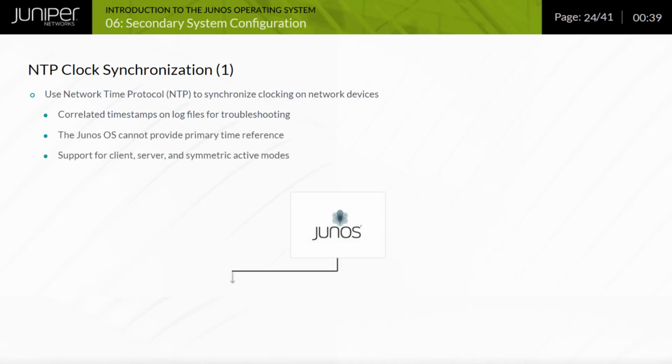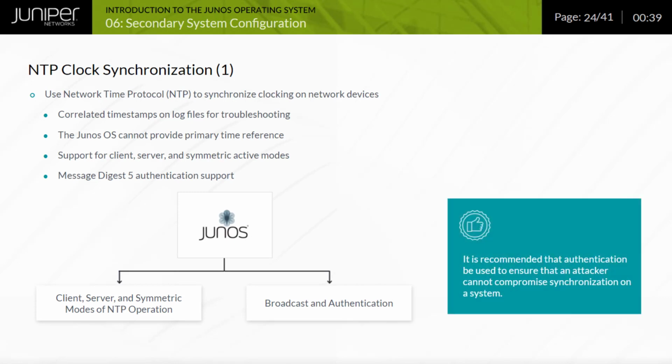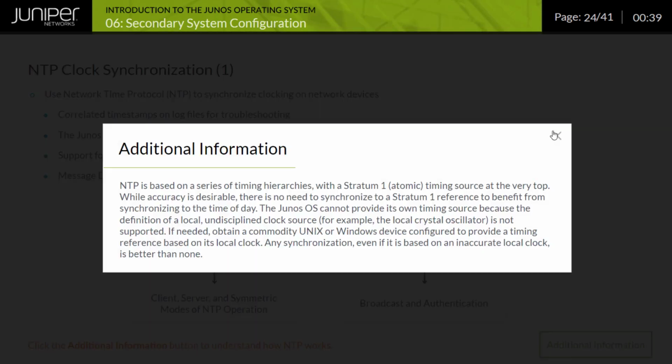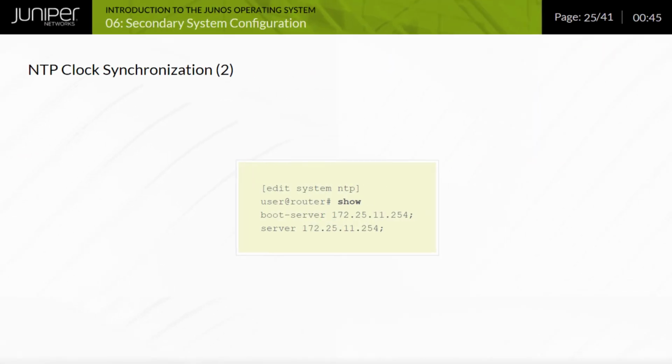The Junos OS supports client, server, and symmetric modes of NTP operation and can also support broadcast and authentication. It is recommended that authentication be used to ensure that an attacker cannot compromise synchronization on a system. Click the Additional Information button to understand how NTP works. A typical NTP-related configuration stanza is displayed.